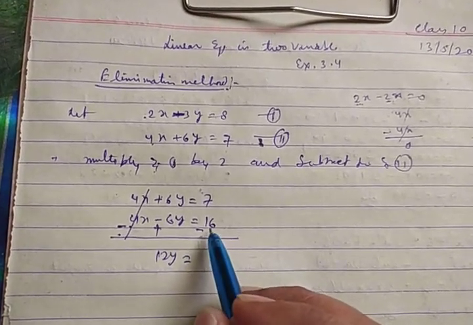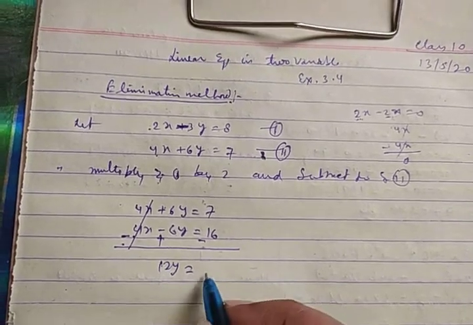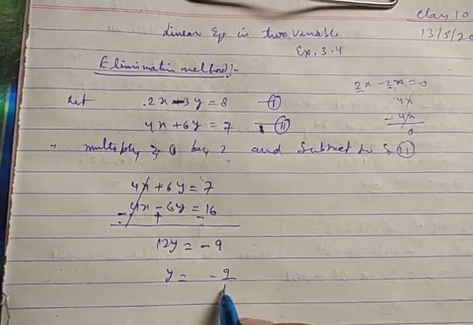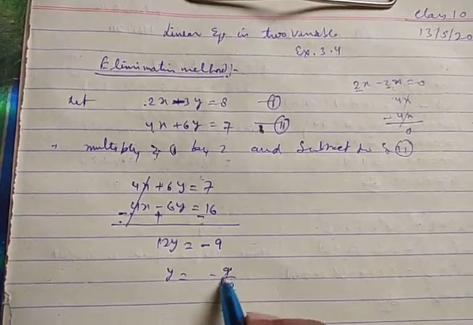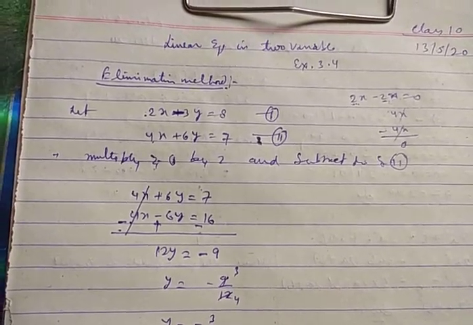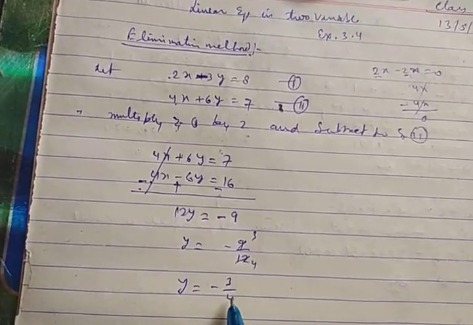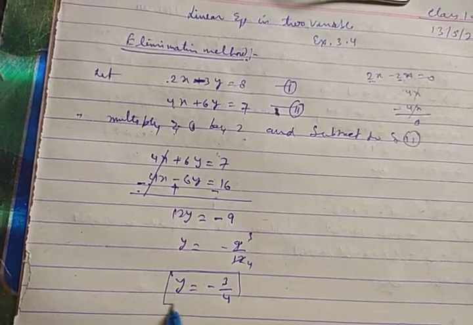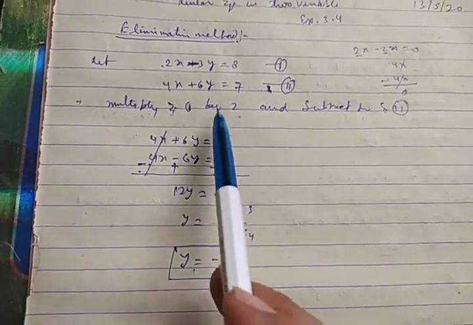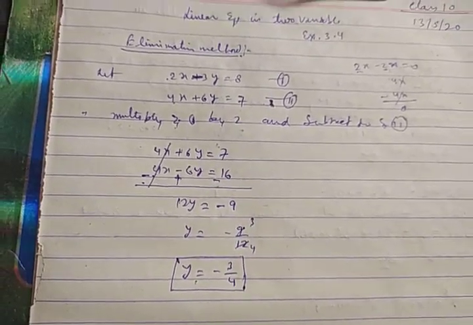Now it is positive, it is negative. What is left? Minus 9. y is equal to minus 9 upon 12. If it is cancelled, 3 3s are 9, 3 4s are 12. y is coming minus 3 upon 4. The value of one variable you have got by this process. Now this value of y can be used in either equation 1 or 2 to obtain the value of the next variable, that is x.